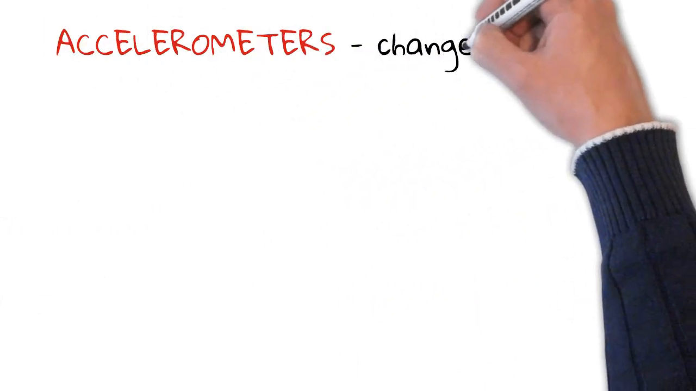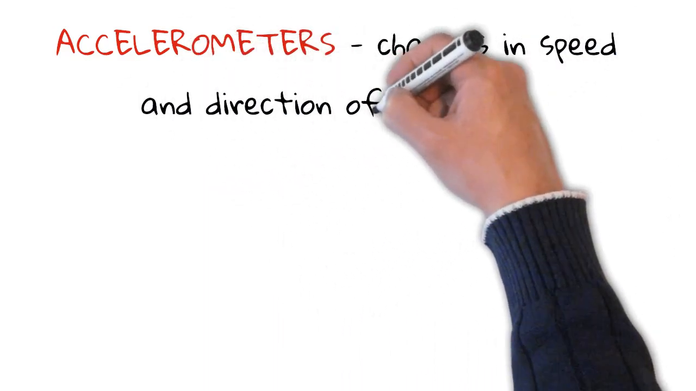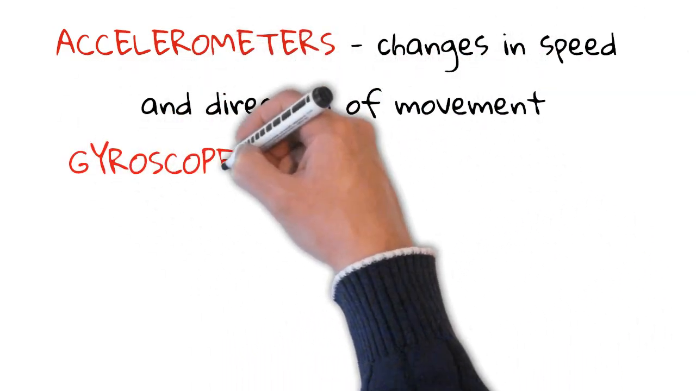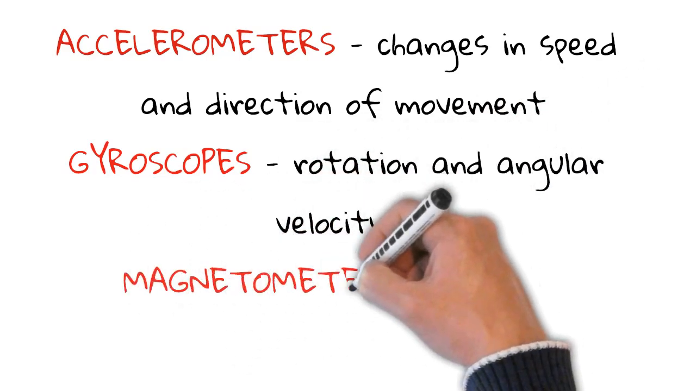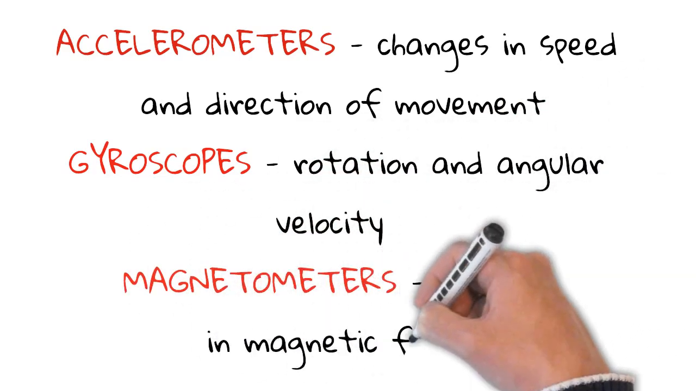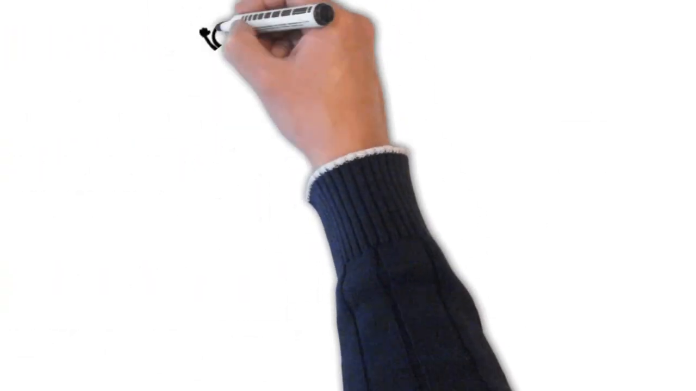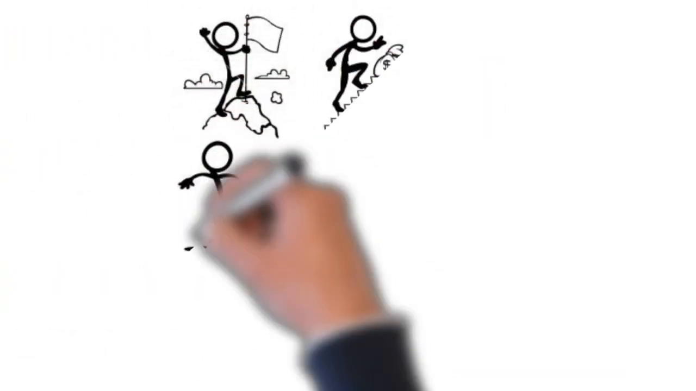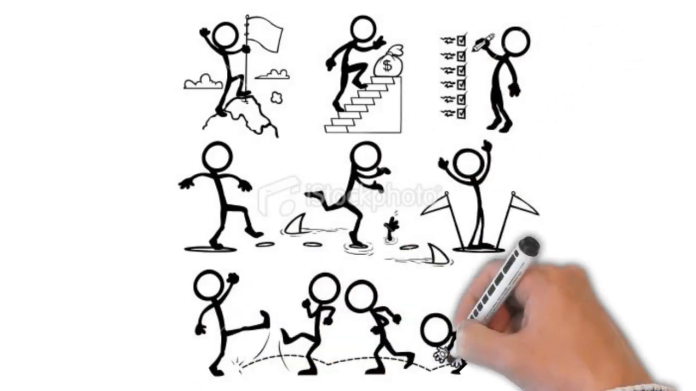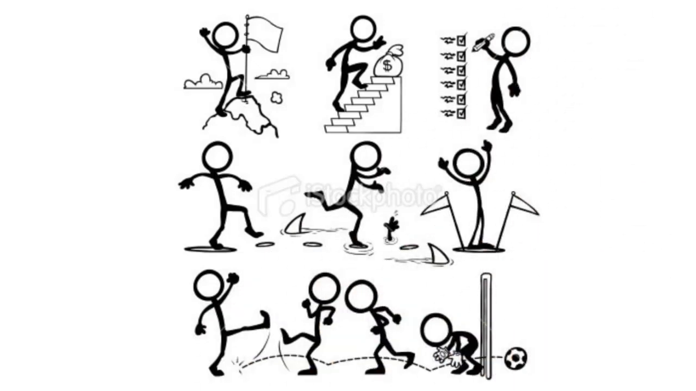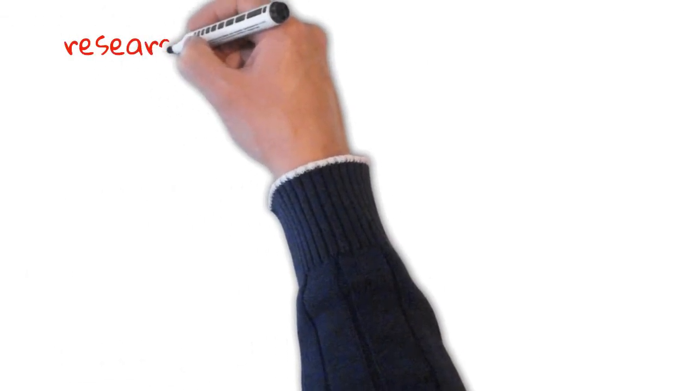Accelerometers measure changes in speed and direction of movement, gyroscopes measure rotation and angular velocity, and magnetometers detect changes in magnetic field. These sensors can be used to track a variety of physical activities, such as walking, running, cycling, and swimming. They can also be used to measure sedentary behavior, such as sitting or lying down, and to assess the intensity and duration of physical activity.